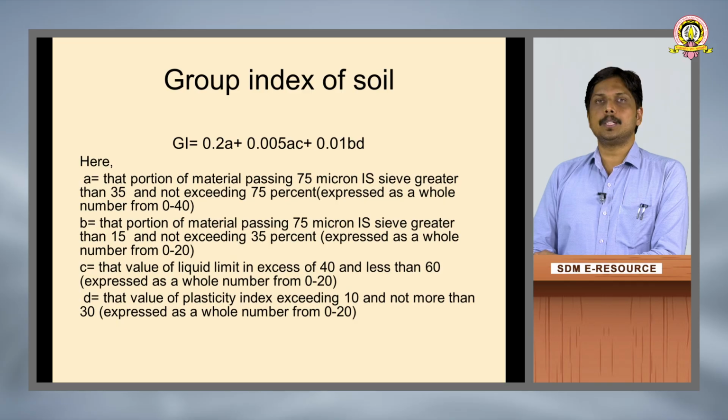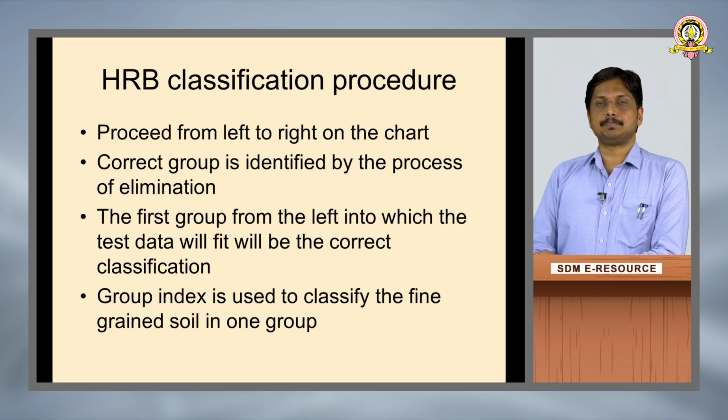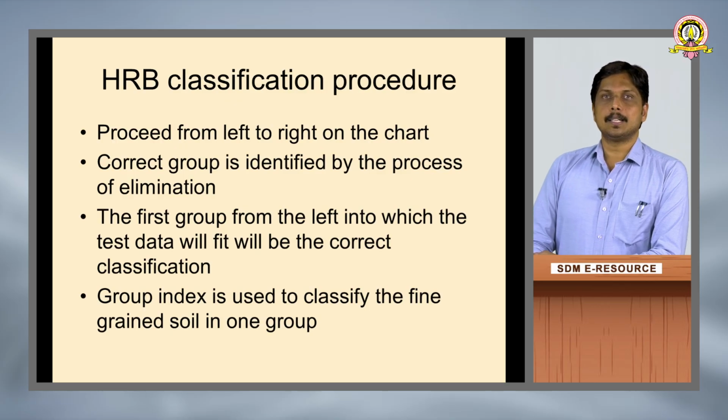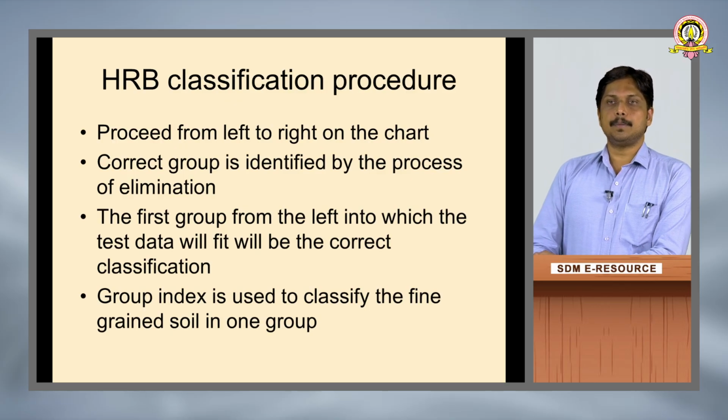Now, let us proceed towards how to classify the soil using the HRB soil classification chart. The procedure will be like this. Always we need to proceed from the left towards the right of a chart. The correct group is identified by the process of elimination. The first group from the left into which the test data will fit will be the correct classification, and group index is used to classify the fine grained soil in the same group.